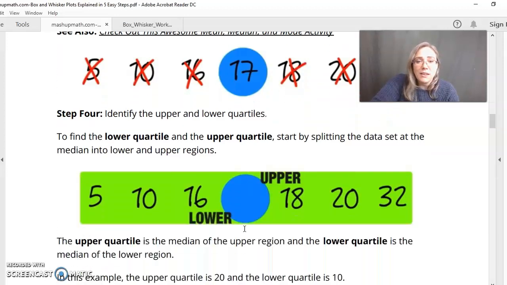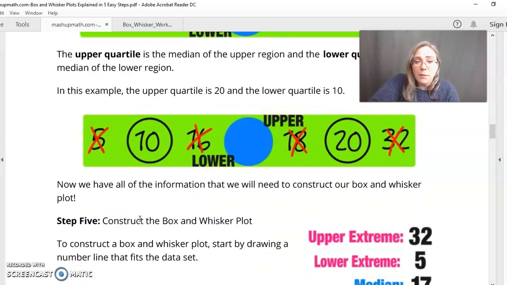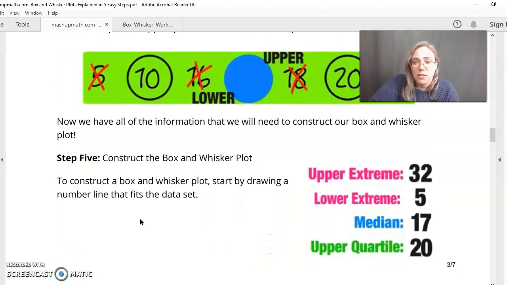So now that we've split it into the upper region and the lower region, crossing out the median in the middle, we'll find the median of each. On the upper, 18 to 32, we find 20 in the middle. On the lower, cross off 5 and 16, and we find 10 in the middle. Now that we have all of our data points, we're going to construct this.